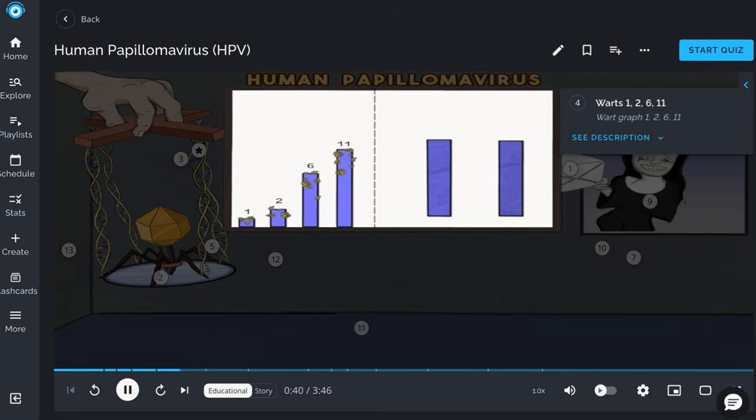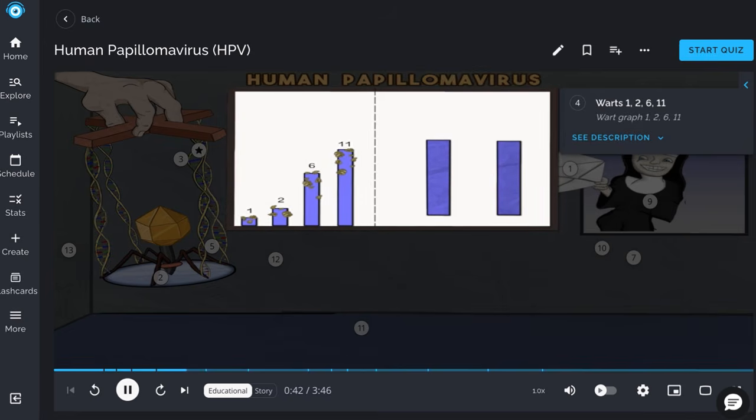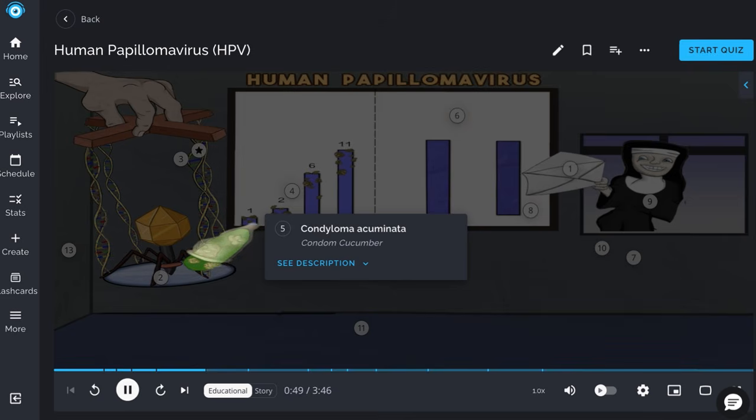The disease manifestations and location of presentation depend on the particular viral type, with types 1 and 2 causing skin warts, like plantar warts, and types 6 and 11 causing genital warts. These are depicted by the wart graph, 1, 2, 6, and 11. Genital warts caused by types 6 and 11 are also called condyloma acuminata, or venereal warts, and are highly contagious via direct skin-to-skin contact. Condyloma acuminata is represented here by the condom cucumber.